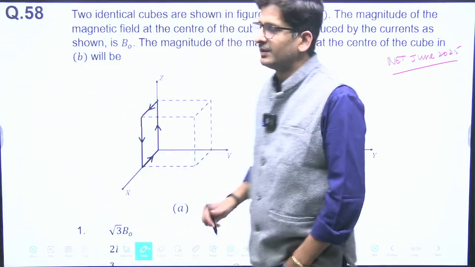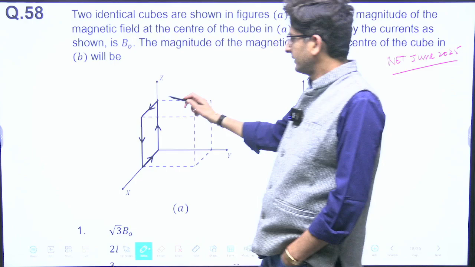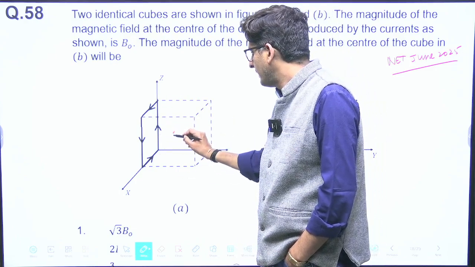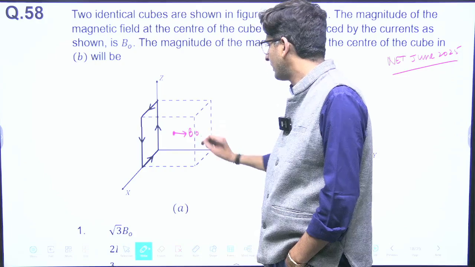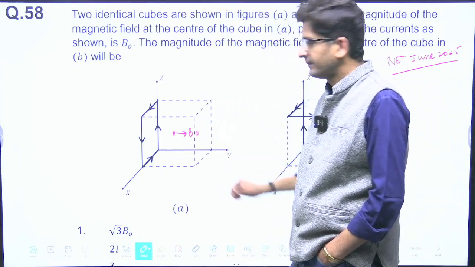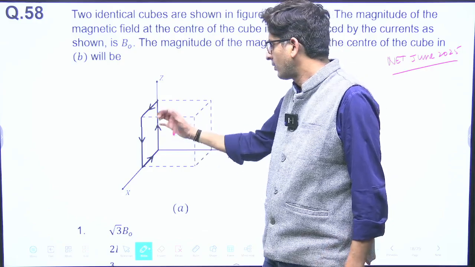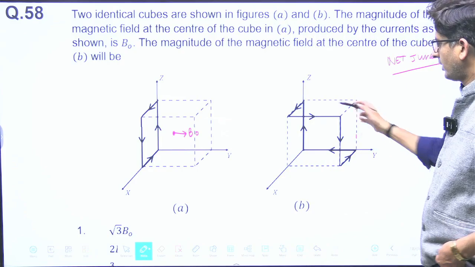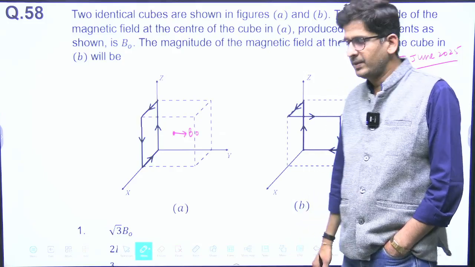Hello students. In this question there is a circular loop given, and because of this circular loop the magnetic field at the center is given to be B naught. This loop can act as a magnetic dipole, and because of it the magnetic field is towards y cap. For this system I have to find the magnetic field in terms of B naught.